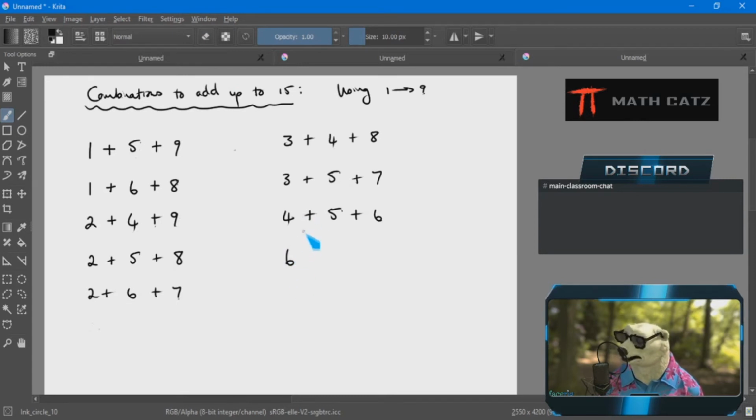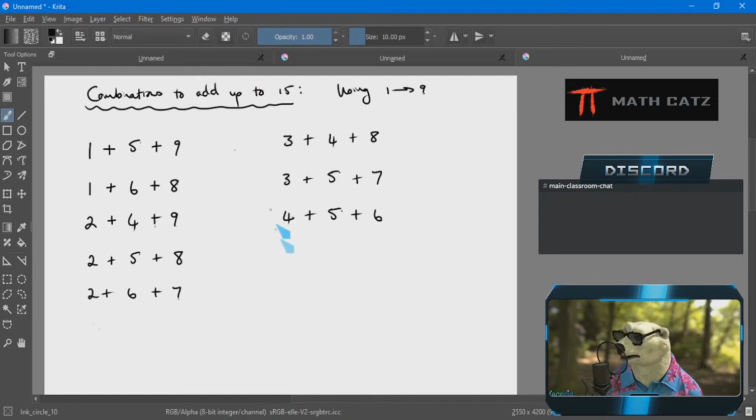All right. 6 plus 7. I already have it. It's over here. 6 plus 8. I already have there. 6 plus 9 is not going to work because I'll show you. 6 plus 9 is 15 and then 0. There is no 0. So those are all the possibilities that start with a 6.